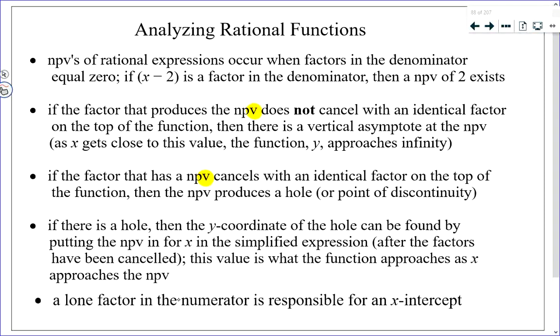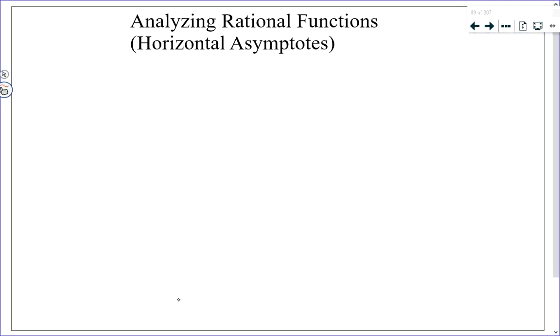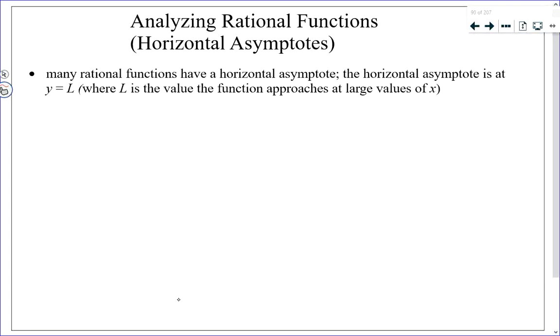And the final thing is if you have a factor in the numerator that doesn't cancel, it's responsible for an x-intercept. So if after canceling you had x plus 3 in the numerator, x equals negative 3 would be an x-intercept. Horizontal asymptotes. Many rational functions have a horizontal asymptote.